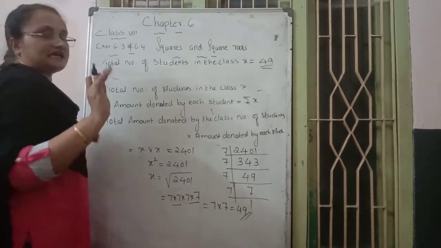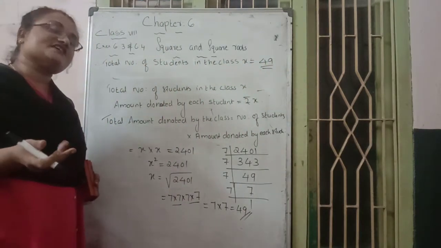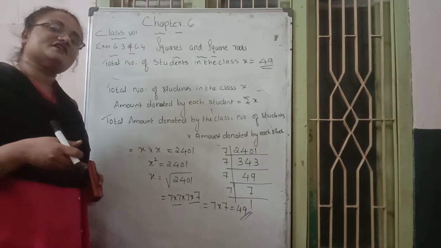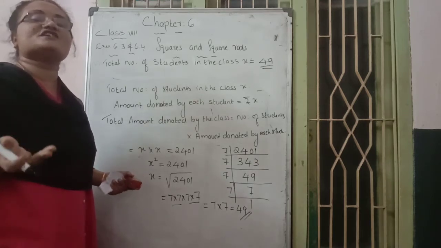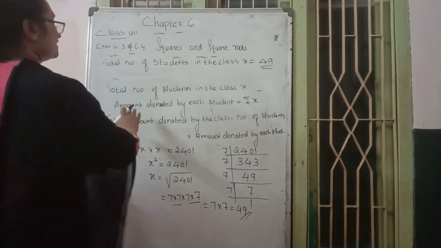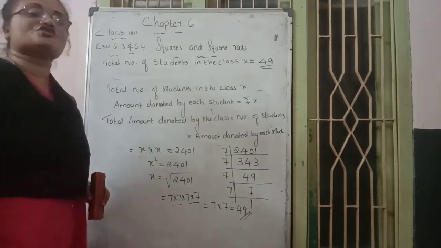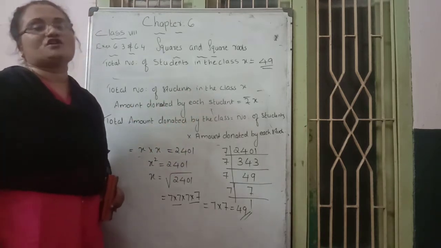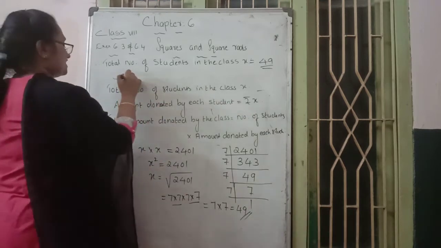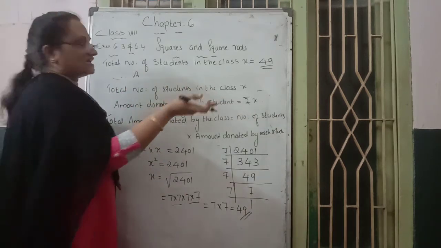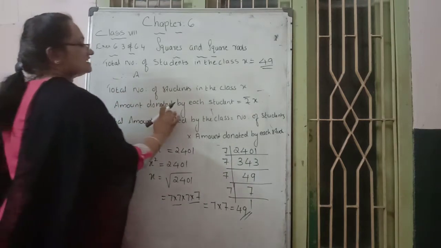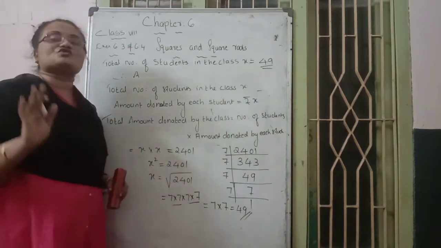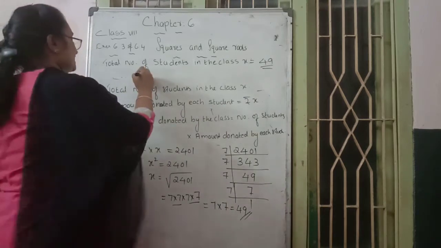Then find that only they ask. So what we can say, how much amount each student donated is the same, that means each student was giving 49 rupees. So the amount donated by each student is also equal to 49 rupees. That also we can write. That part they are not asking, they are just asking the number of students. So for your knowledge we can say the amount donated by each student also becomes 49.